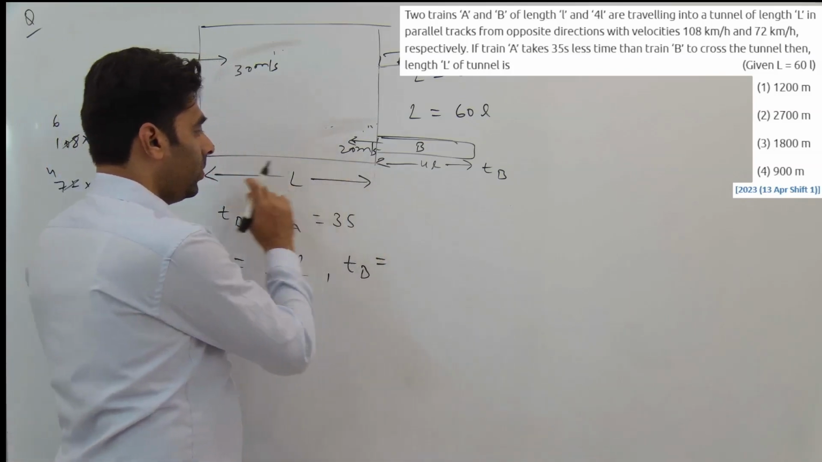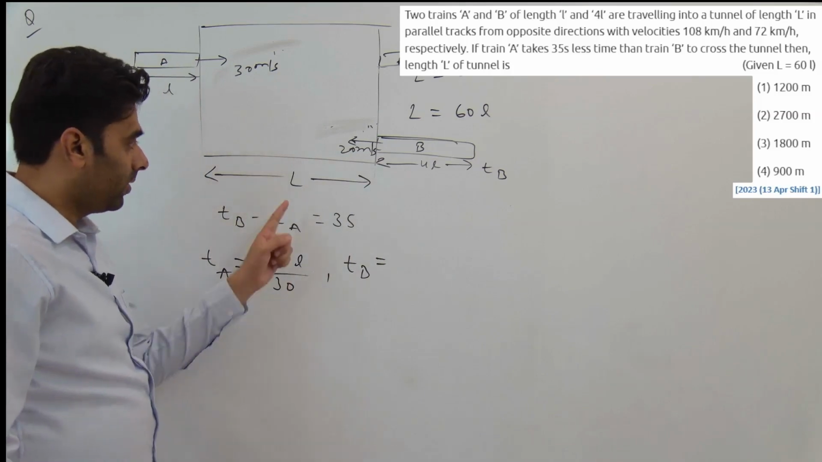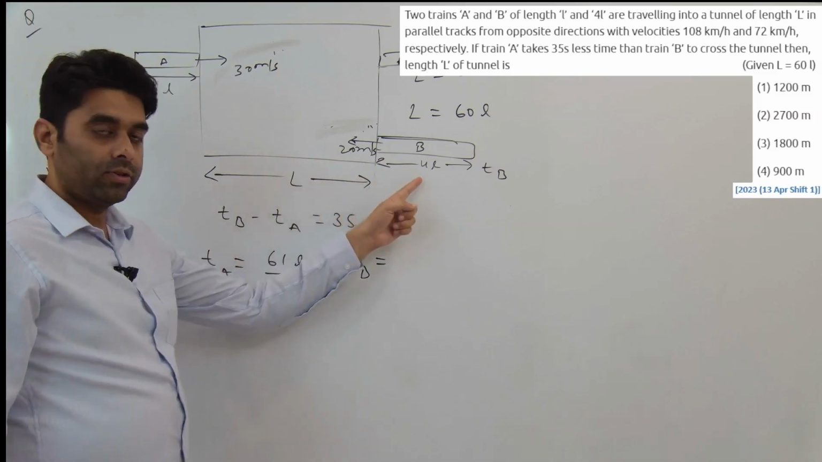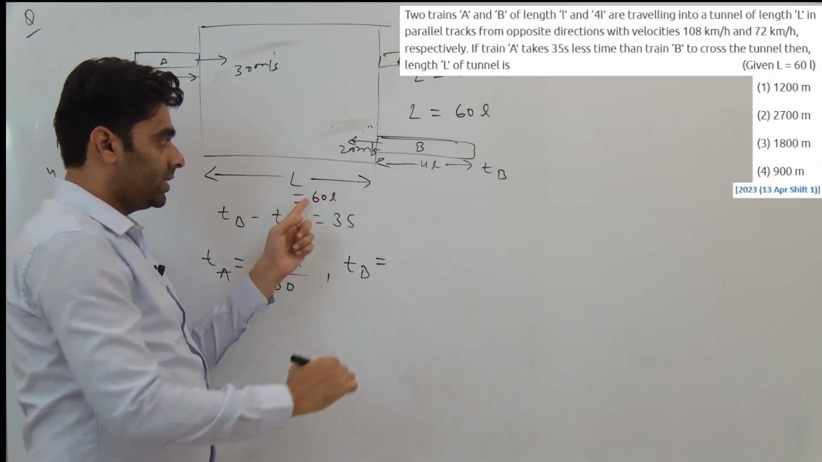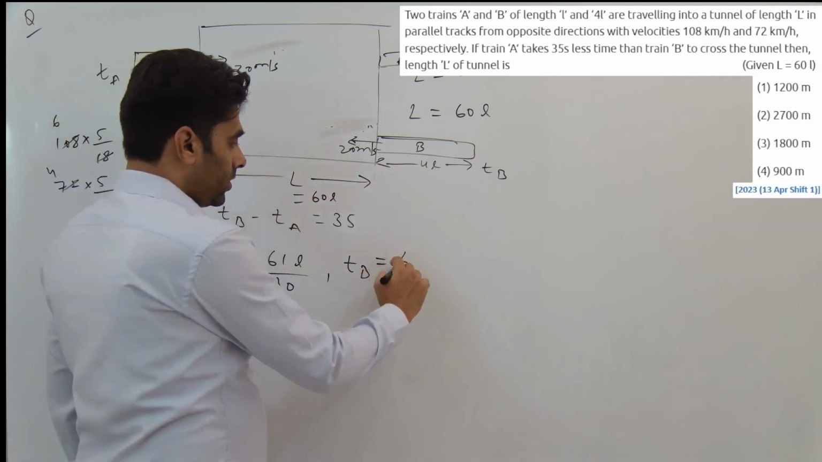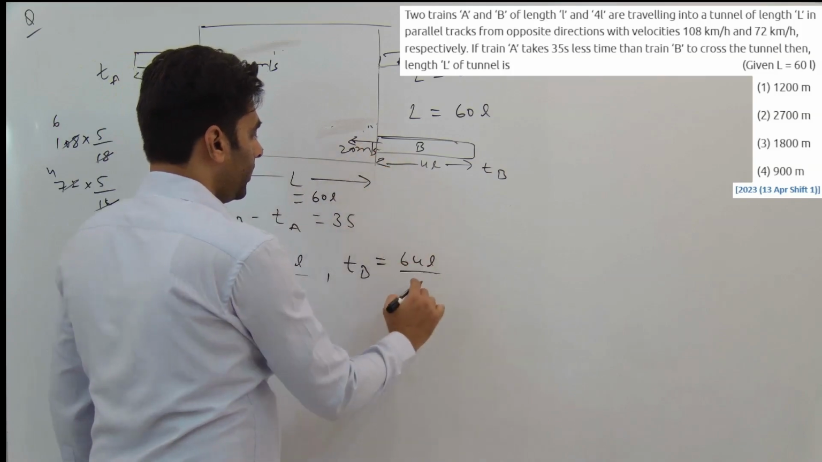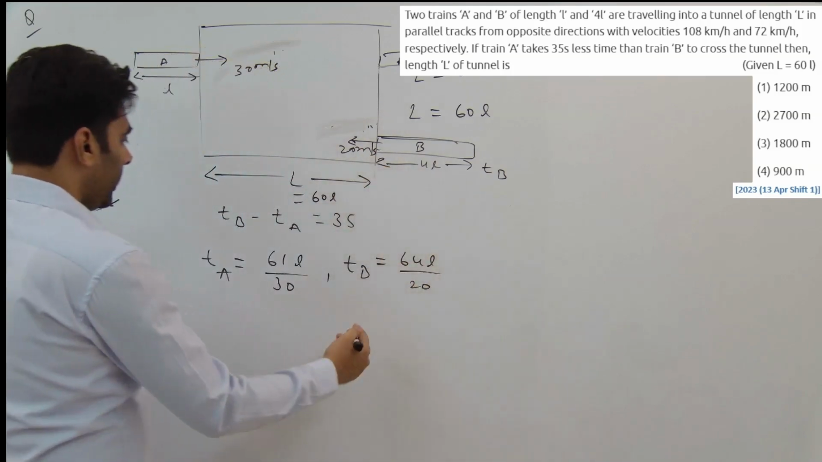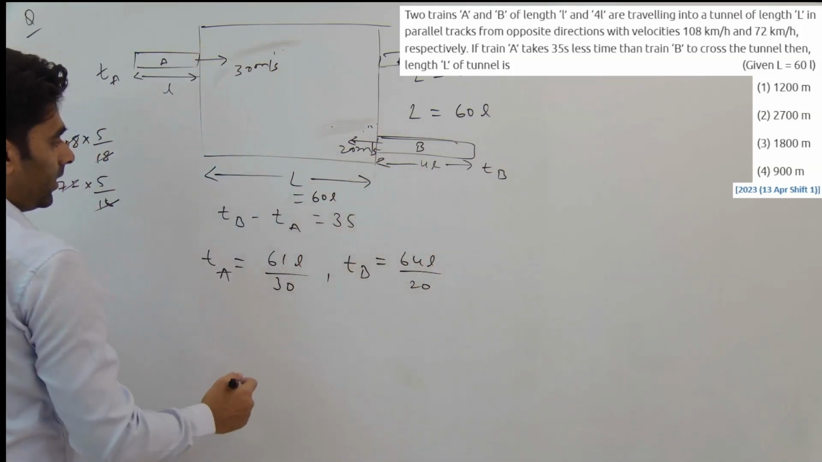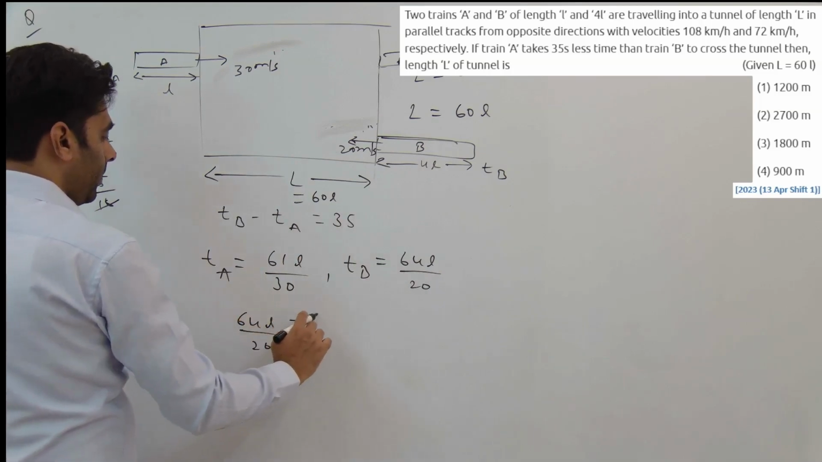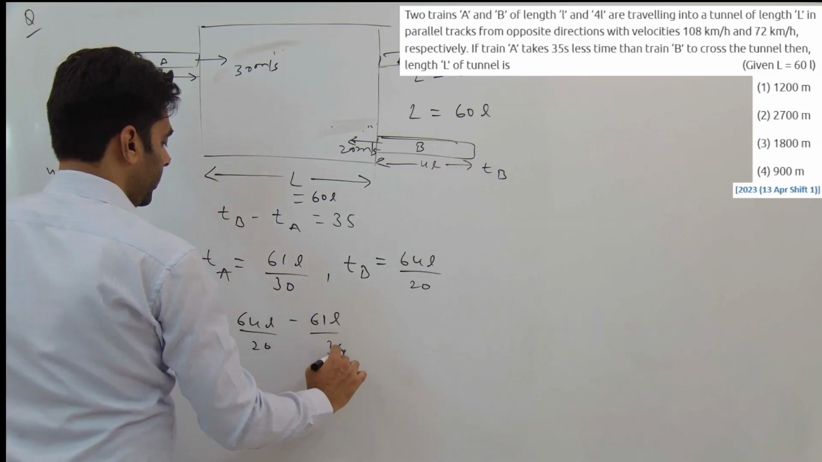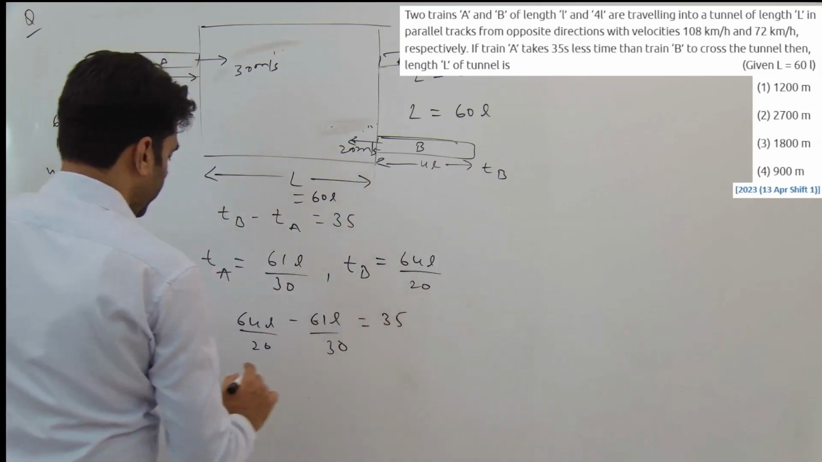Similarly, we can write down how much distance it has to cover. Length of the tunnel plus its own length, that means 60l, which is given to us, plus 4l, that is 64l divided by speed, which is 20. Fine. Let us substitute now. TA and TB we got. Let's substitute over here: 64l by 20 minus 61l by 30 is equal to 35.